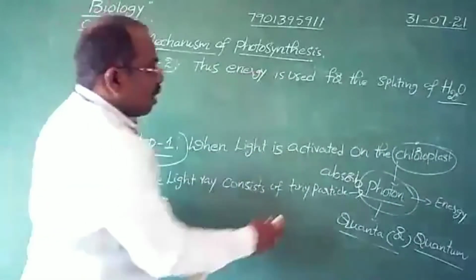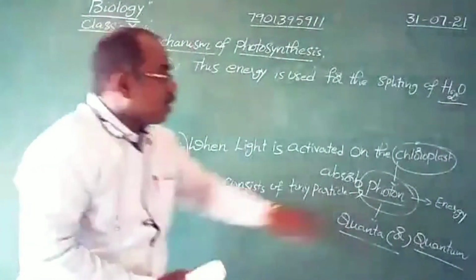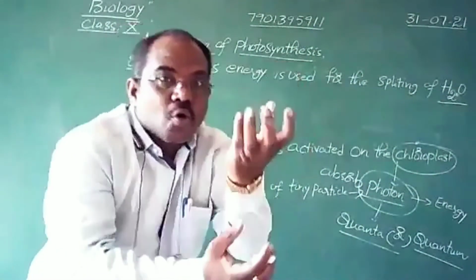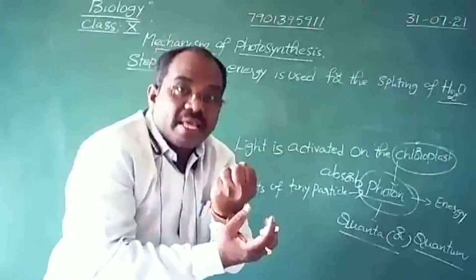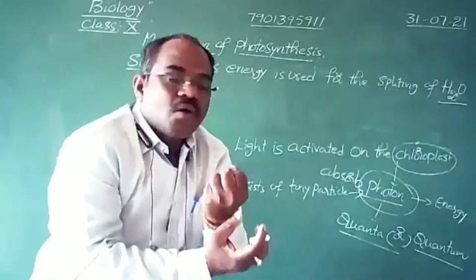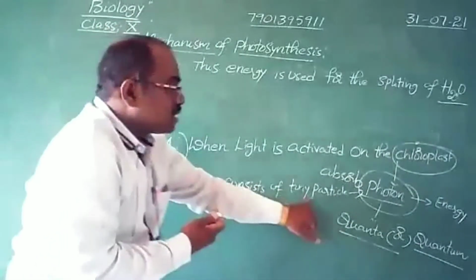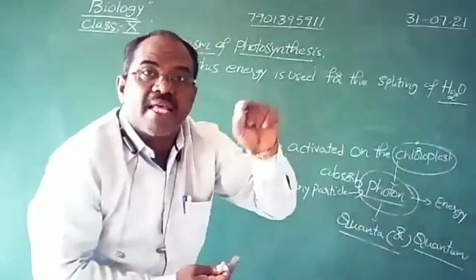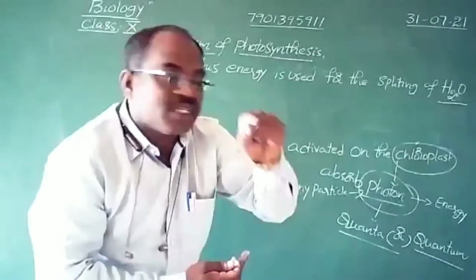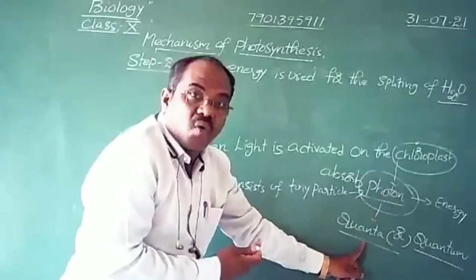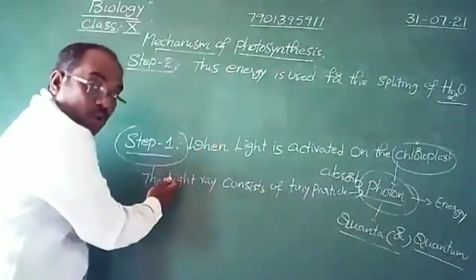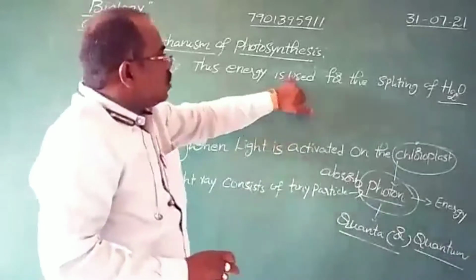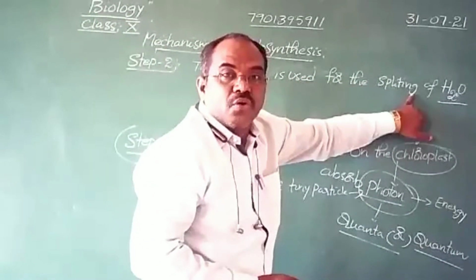Which energy, sir? Light energy. Who absorbed it? Chloroplast. When light is activated on the chloroplast, it absorbs energy, the photon. A photon means the light ray consists of tiny particles called photons. In this photon, energy is present. The energy present in the photon is called quanta or quantum. This is step 1. Step 2. This energy is used for the splitting of the water molecule.